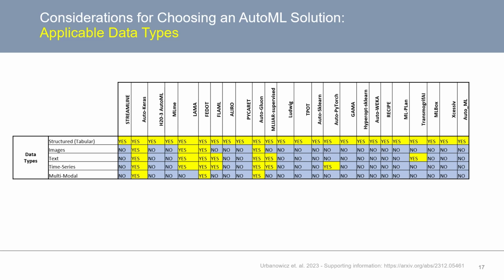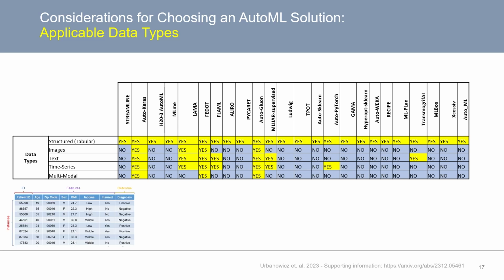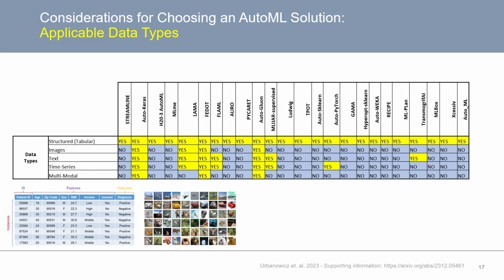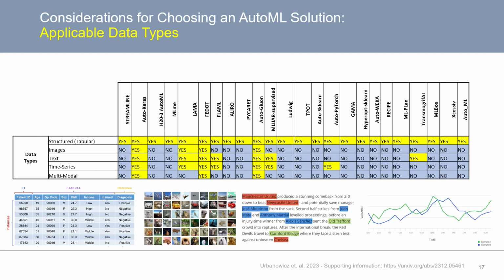Taking a closer look at that table, we can see the different data types the different AutoML tools are capable of accommodating, including structured or tabular data, images, longer strings of text, time series, or multimodal, which is the ability to use multiple data types in modeling at once. We can see here that all 24 AutoML tools can accommodate structured data, but only 3 of the surveyed tools can currently accommodate all 5 data types, these including AutoKeras, FEDOT, and AutoGluon.